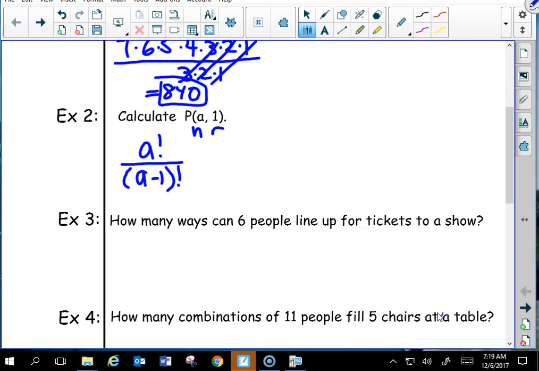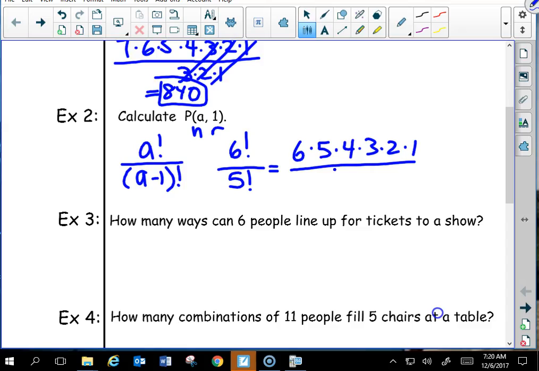Now that doesn't look like we did anything, but let's just take a number, for example, and see what happens. Let's say N is 6. So I'd have 6 factorial, and R is 1. 6 factorial over 5 factorial. Well, that's always going to reduce to whatever number we pick. That means that A factorial over A minus 1 factorial is just going to be equal to A.